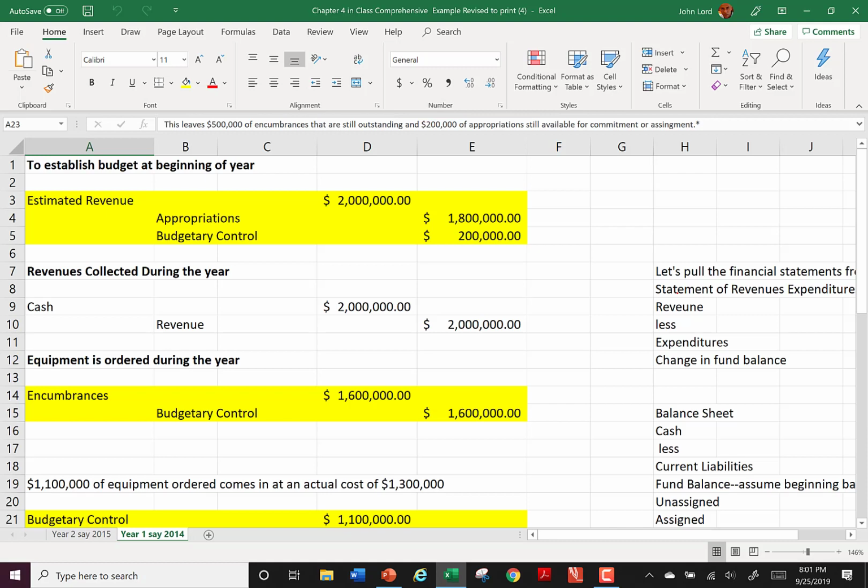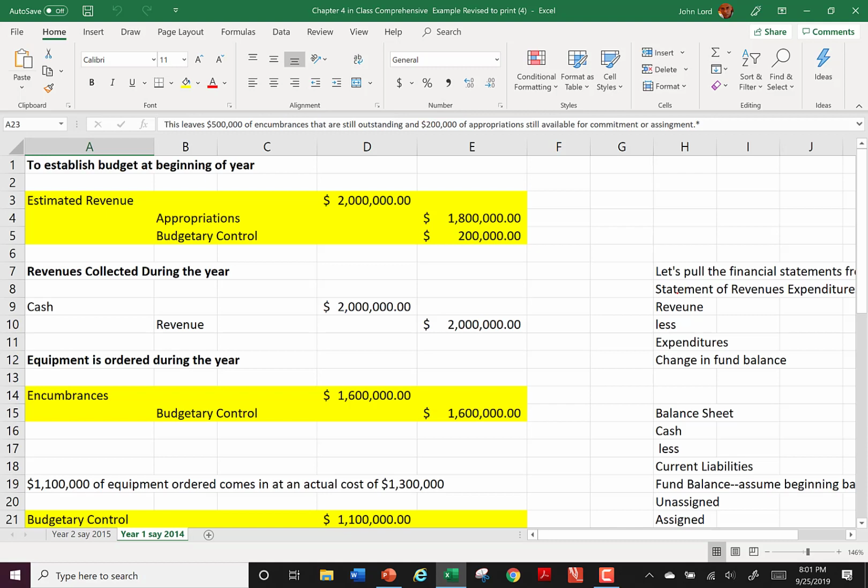I have what? I have estimated revenue for, what is it, 2 million? And I have what? I have appropriations for 1,800,000. Just teeing these up. Okay?